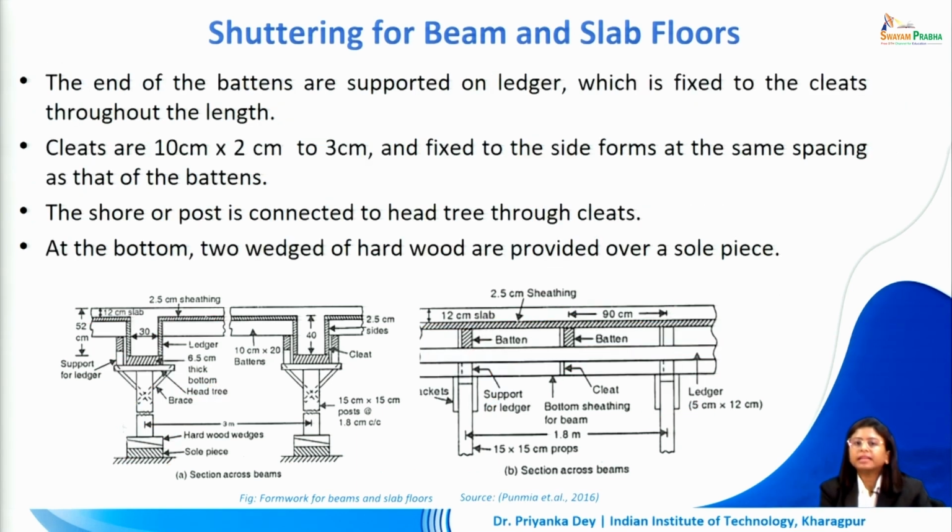and that is where, on top of which we will create the slab. The ends of the battens are supported on the ledger, which is fixed to the cleats throughout the length. Now the cleats are about 10 cm by 2 cm to 3 cm and fixed to the side forms at the same spacing as that of the battens. The shore or post is connected to the head tree through cleats. This is the head tree. At the bottom, 2 wedges of hardwood are provided over a sole piece.